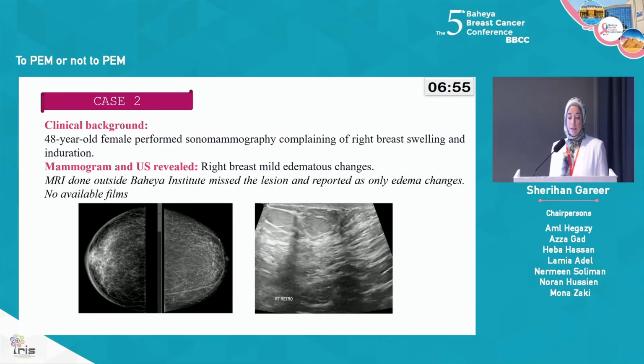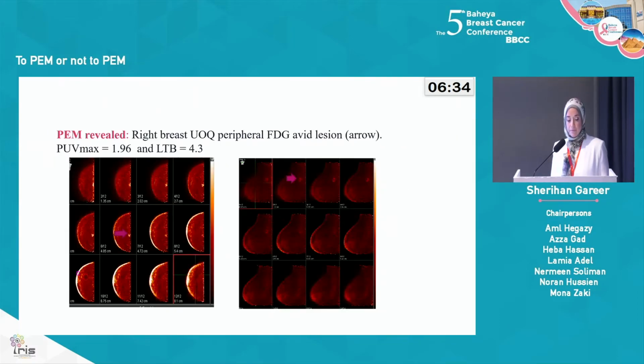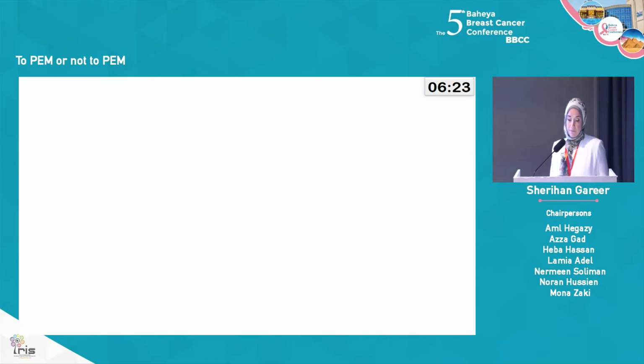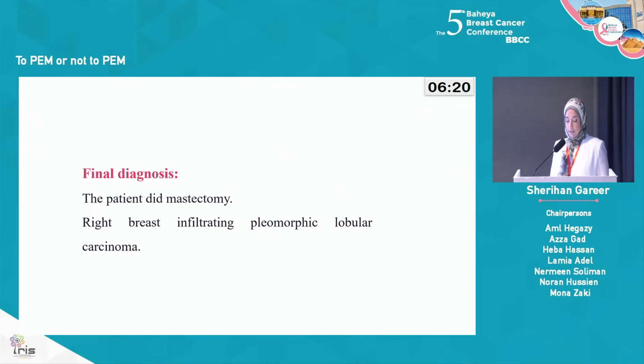mastectomy. In this case, it's a 40-year-old female who performed sonomammography complaining of right breast swelling and induration. The mammography and ultrasound revealed right breast edematous changes, and she had previously done an MRI outside Bahia, where we had no images, and it was reported as only edematous changes. The PEM revealed right breast upper outer quadrant peripheral FDG avid region with an SUV max of 1.96 and a ratio of 4.3. The patient also underwent a mastectomy for right breast infiltrating pleomorphic lobular carcinoma.